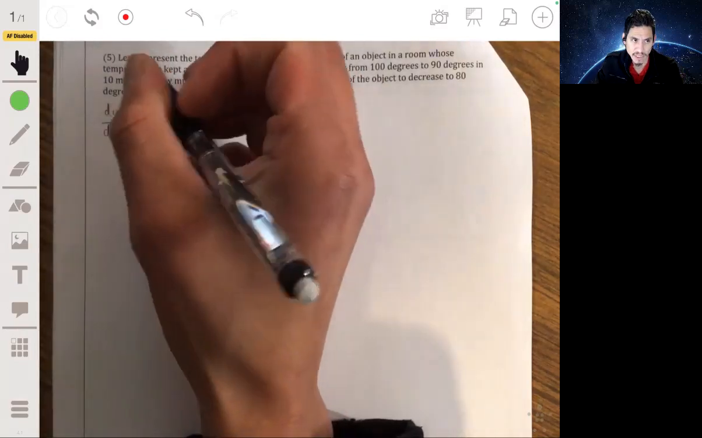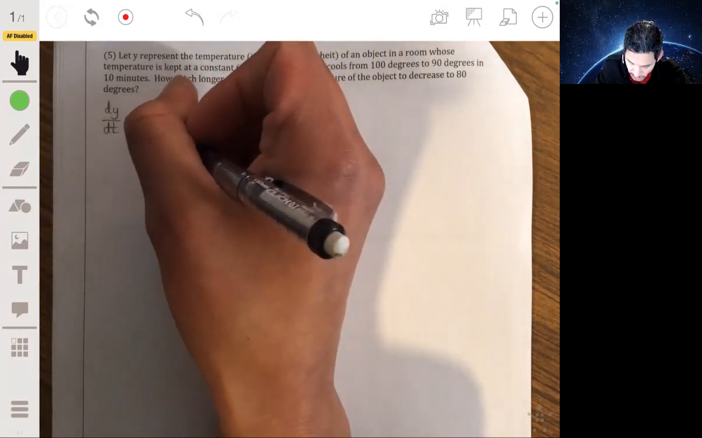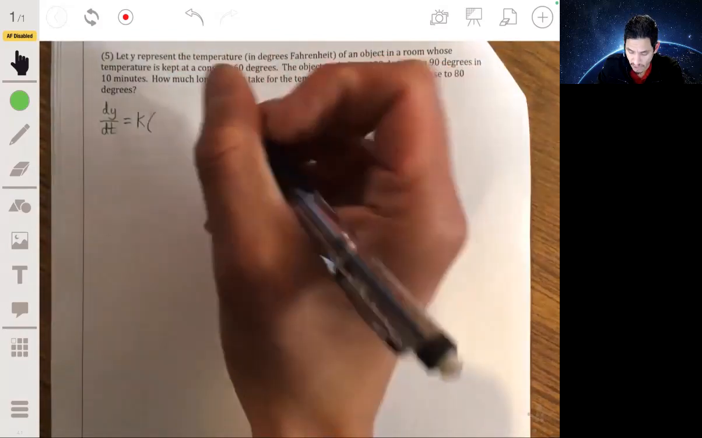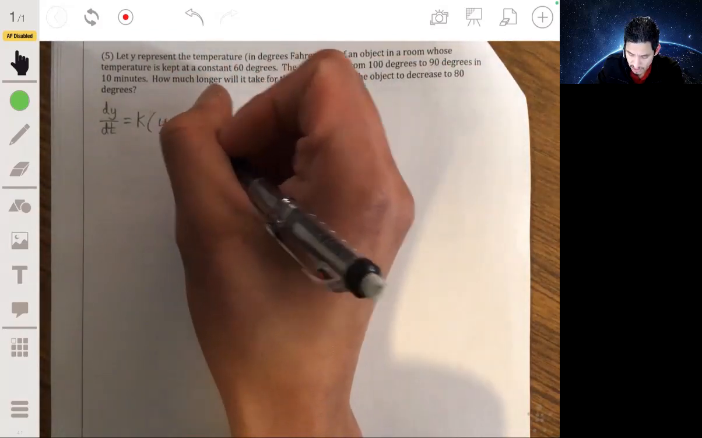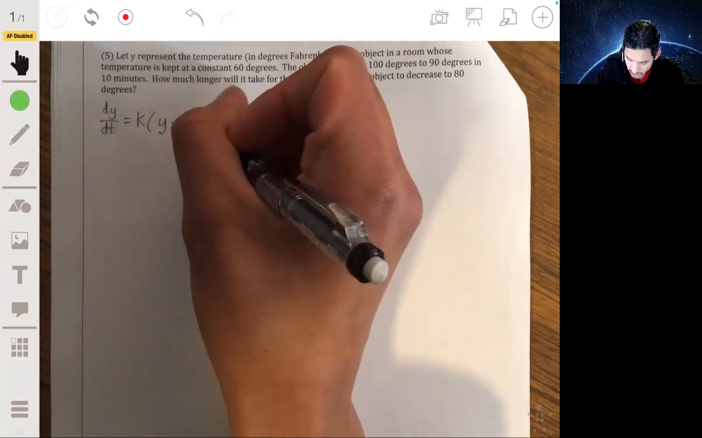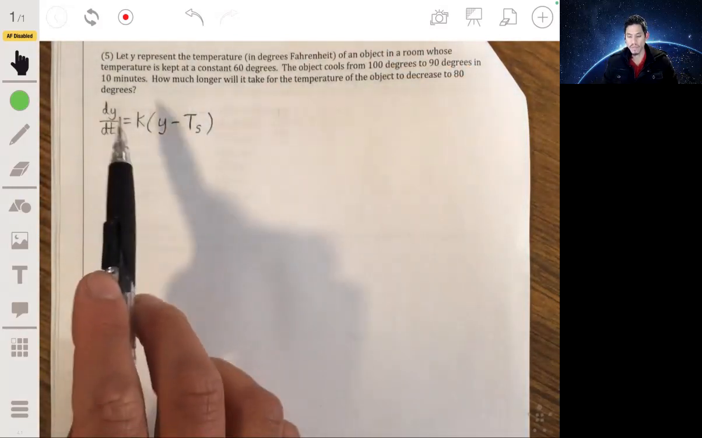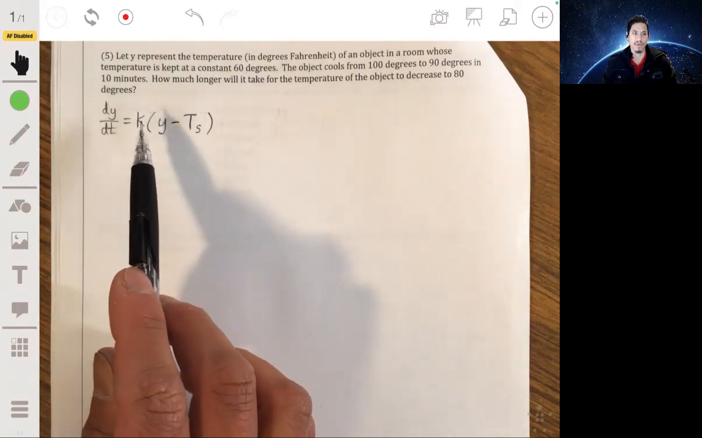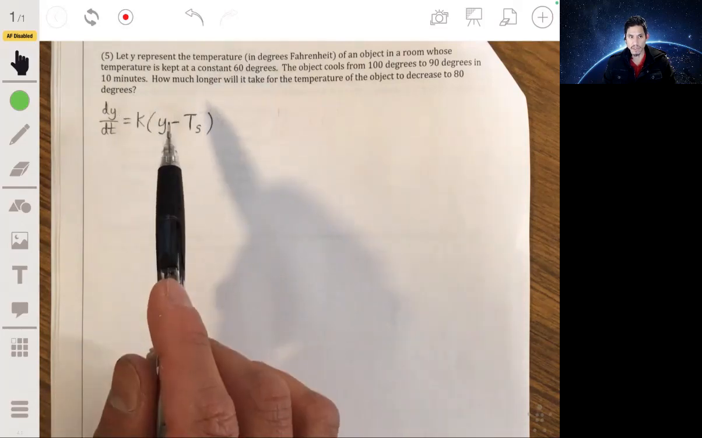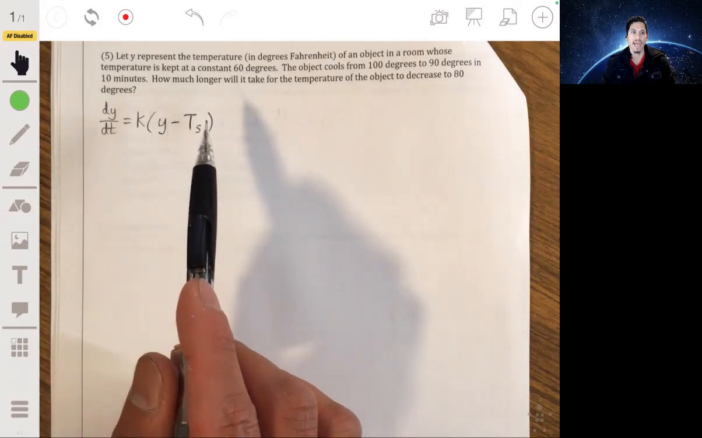Newton's law of cooling says that the rate of change of the temperature of an object, so let y represent the temperature of the object, dy/dt is equal to k times the difference in the temperature of the object and its surroundings. So k times (y minus T_s), where T_s is the temperature of the surroundings. This k represents the constant of proportionality. So it's basically saying the rate of change of the temperature of an object is proportional to the difference of the temperature of the object and its surroundings.